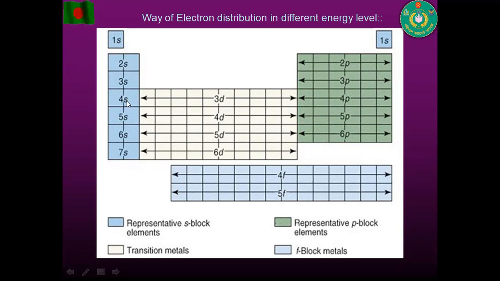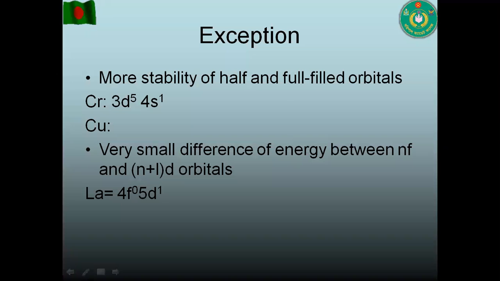So on the basis of the energy of different orbitals, electrons are entering. Here are some exceptional rules for electronic configuration of the elements. For chromium, there are 24 electrons. If you arrange 3d4 4s2, but we know half-filled and fully filled orbitals are more stable.